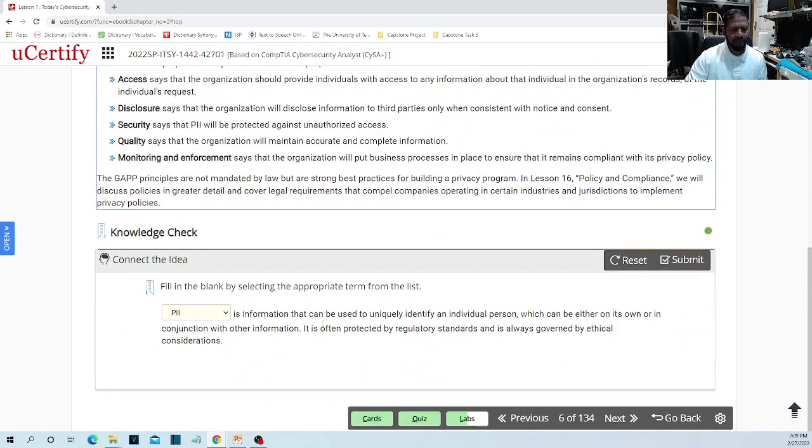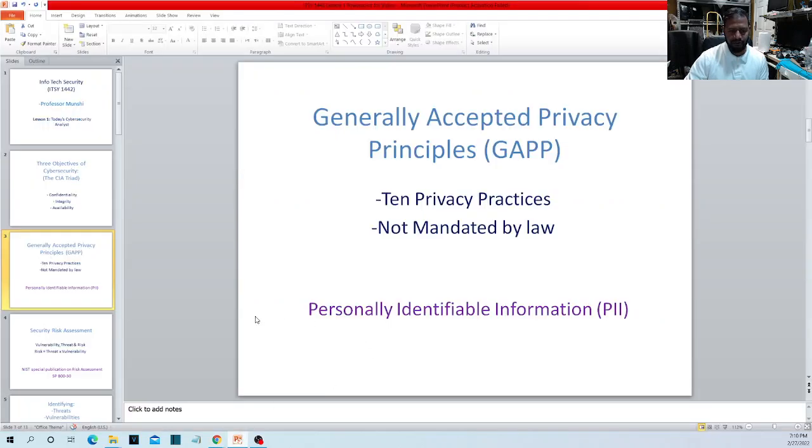PII is information that can be used to uniquely identify an individual person, either on its own or in conjunction with other information. Sometimes you have some piece of information that is not enough to identify a person, but that data in conjunction with other data will help you identify a person. So that partial data is also your PII, personally identifiable information. Okay, let's go to the next point.